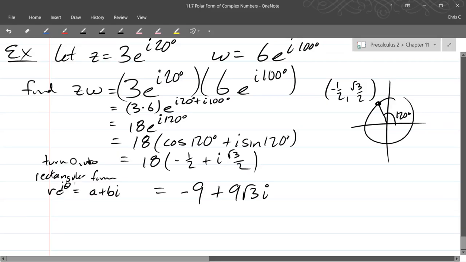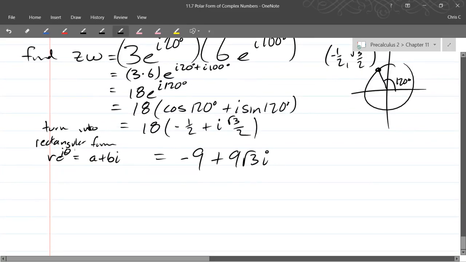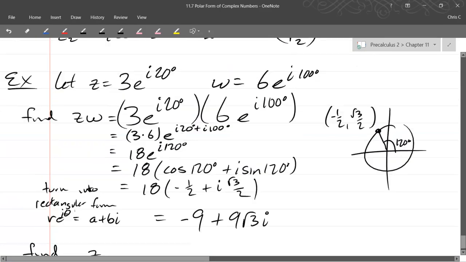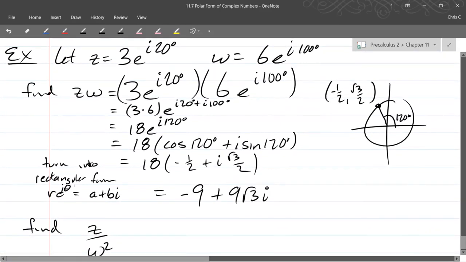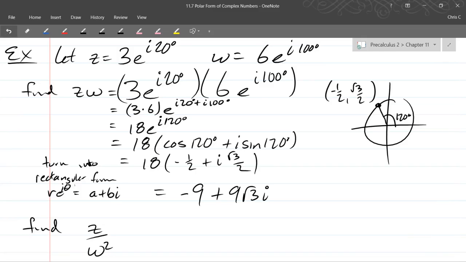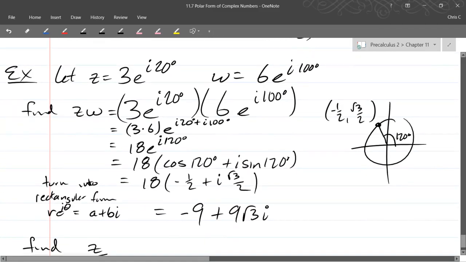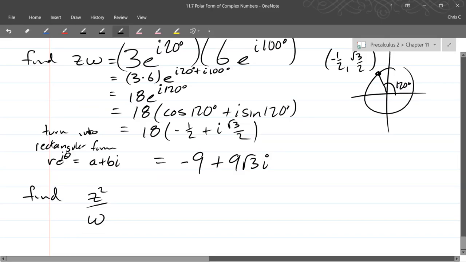So same Z and W. And I want to do find z over w squared. No, I do want a square one. Let's do z squared over w. So we're going to plug in the values here. So we have 3e to the i 20 degrees squared over 6e to the i 100 degrees.